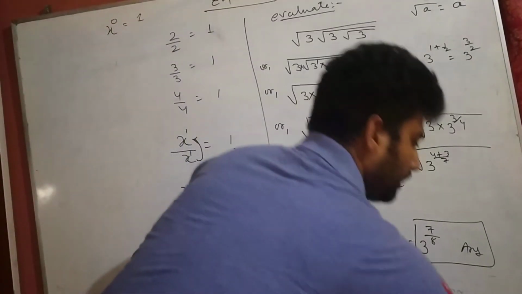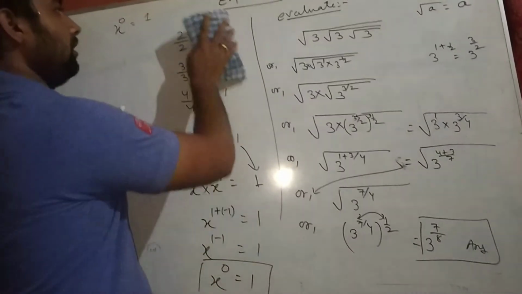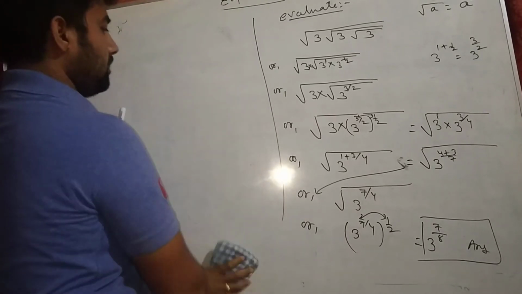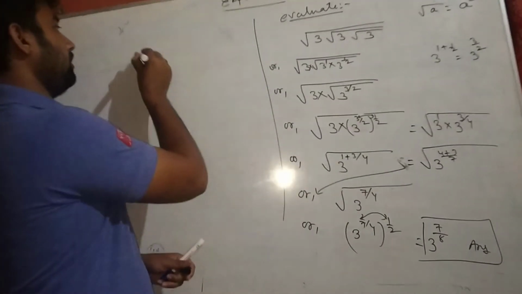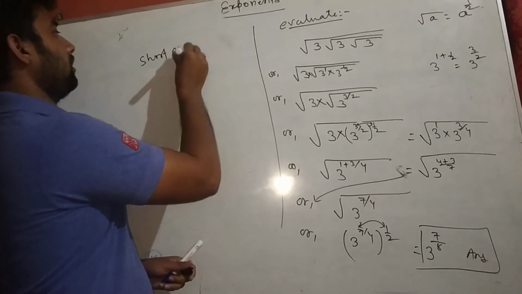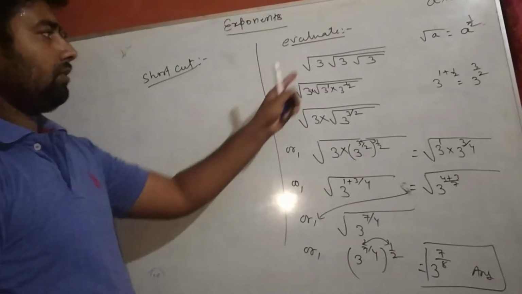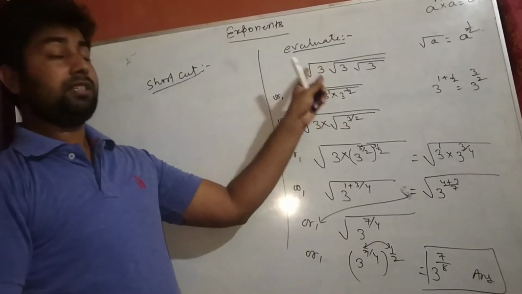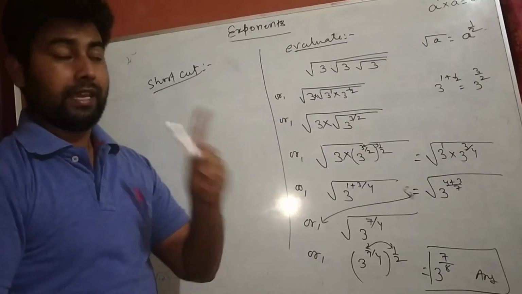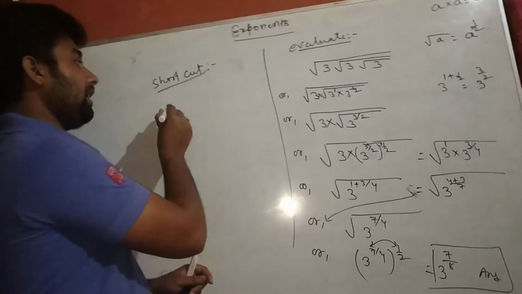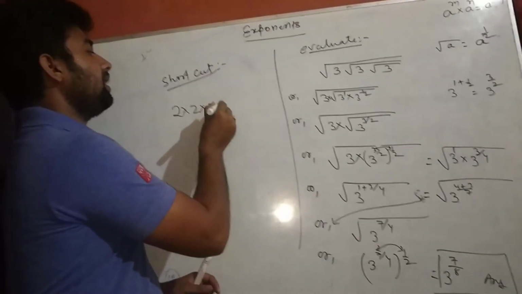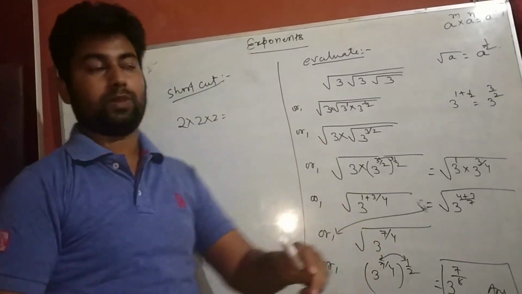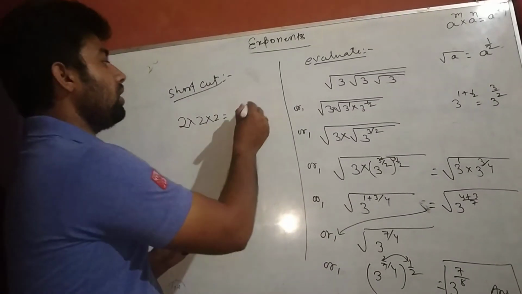Now students, how will we solve it with a shortcut method? Let's pay attention. Shortcut. Look at that. First of all, how many times is 3 repeated? 3 times. And is this a square root or cube root? A square root. If it is a square root, then we multiply 2 how many times? 3 times, because 3 is repeated 3 times. So it will be 2 into 2 into 2, which is 8.